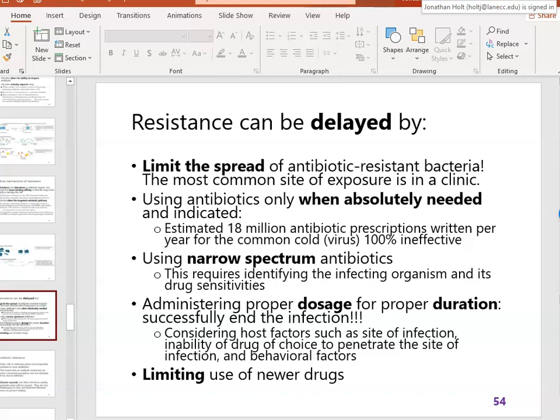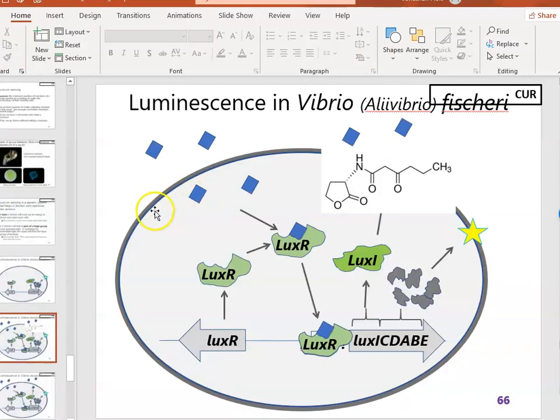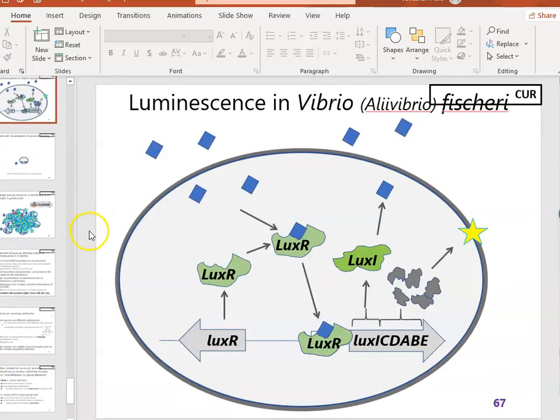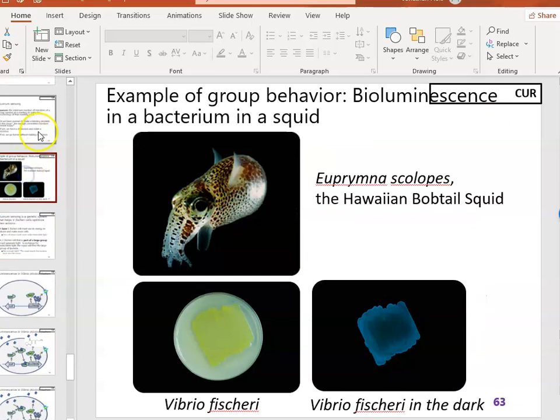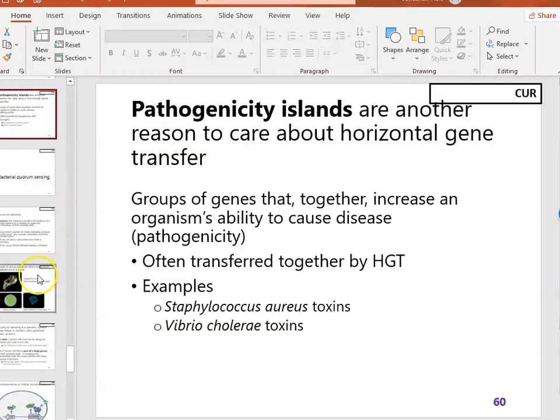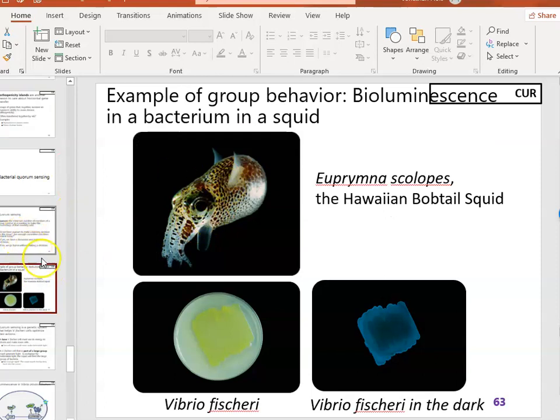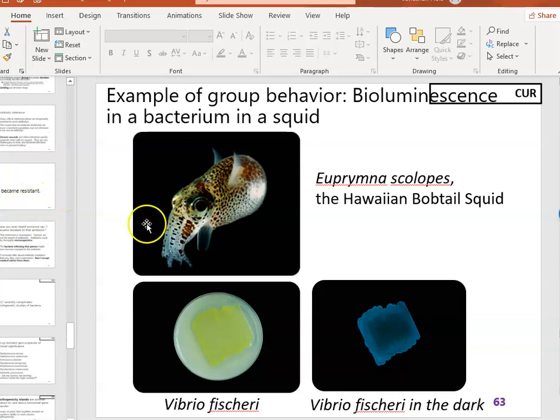What else? What else is in the study guide? That's it. Everything else here is curiosity slides for a topic that we don't have time to go into. Look at that cute squid. I probably know the person who took that picture, but I've never met one of these squid. They're very small.